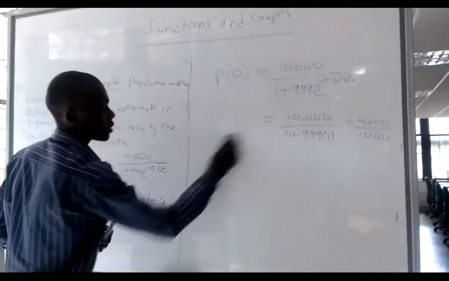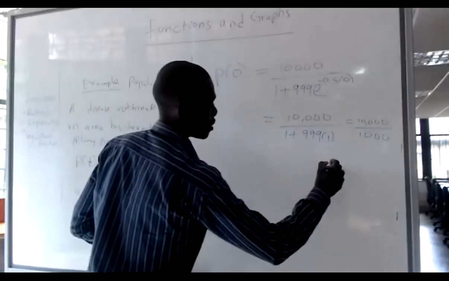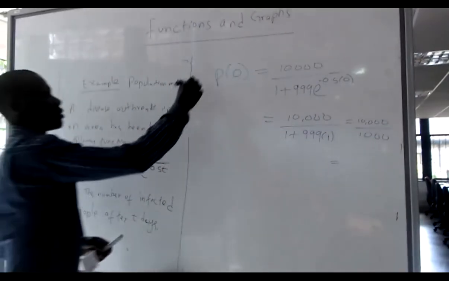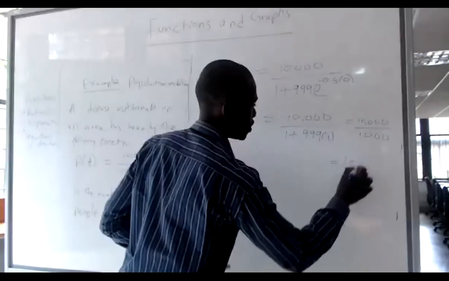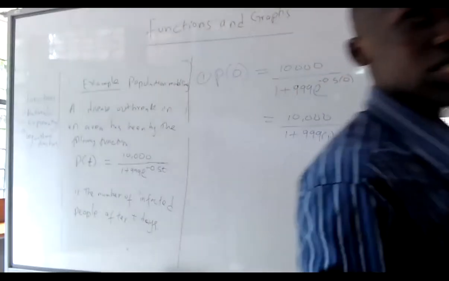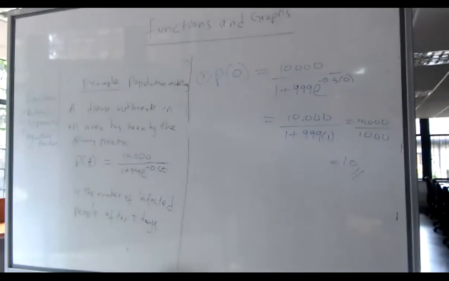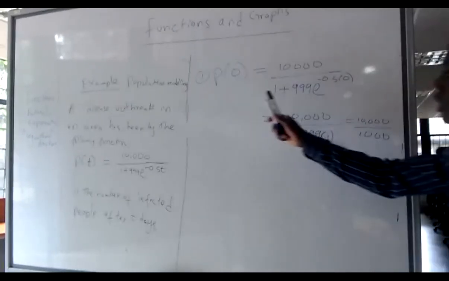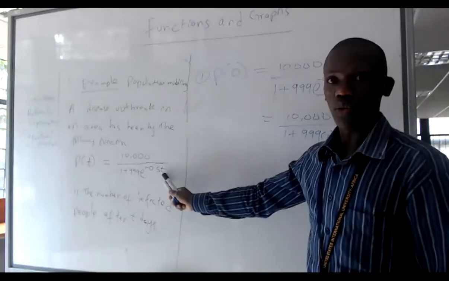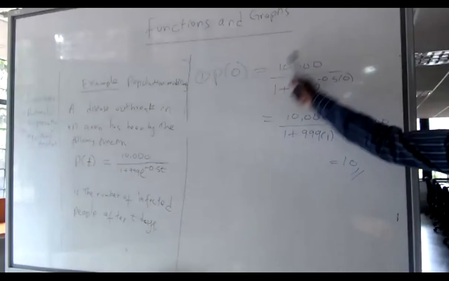So what do you get when you divide that? You get 10. So initially, only 10 people are infected by this disease in that particular area. At time 0, we've just substituted 0 for t. Any question on this?